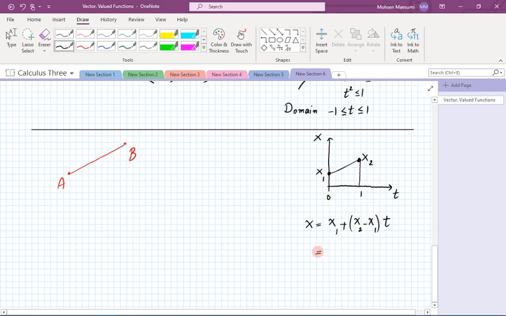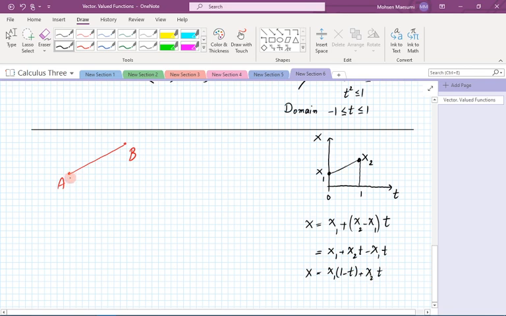There's another way of writing this, which is to write x1 plus x2t minus x1t, and bring the x1s next to each other and write it as x1 times (1 minus t) plus x2 times t. This is the same as that formula.